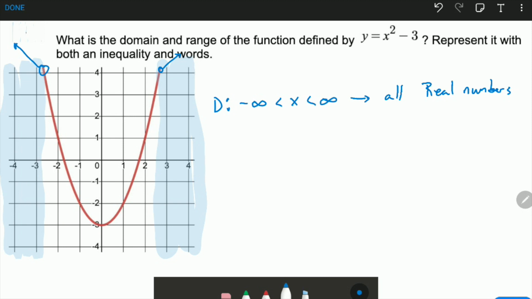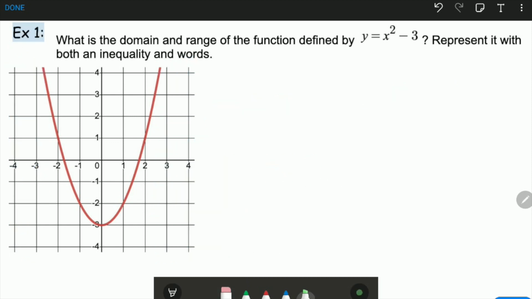Now for the range. Range is the y value, so I'm going to use the same kind of strategy. Switch my highlighter real quick. So for the range, I'm going to start at the bottom. Again, I'm starting at the negative side. I'm going to use the same kind of stencil. We'll have a number less than y, less than a number. So we're going to have that same kind of stencil and just kind of fill in the blanks.